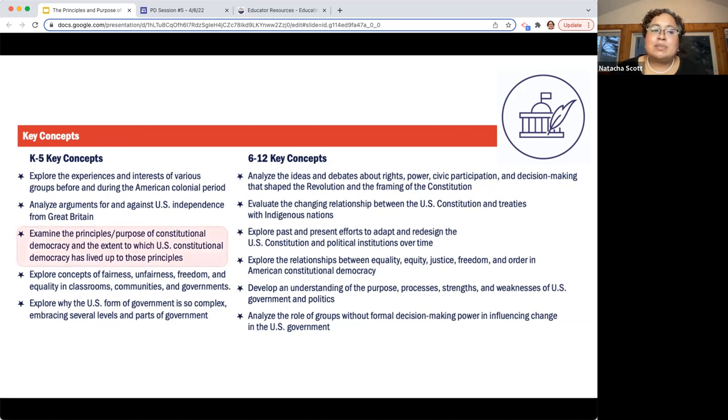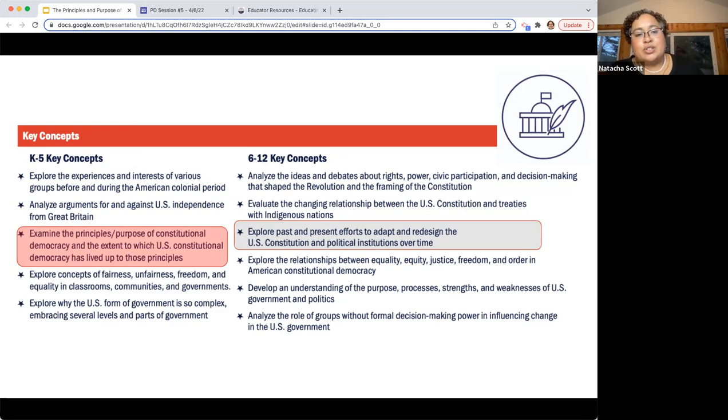And we can see where concepts that we're starting to build a foundation in K-5, like examining the principles and purpose of constitutional democracy and the extent to which US constitutional democracy has lived up to those principles, we can see where that concept then becomes a little more complicated in 6-12, and where it's not just understanding and examining them, but it's actually exploring the past and present efforts to adapt and redesign the US Constitution and political institutions over time. So here we take that in 6-12, we take that foundation that was established and really go a little bit deeper.